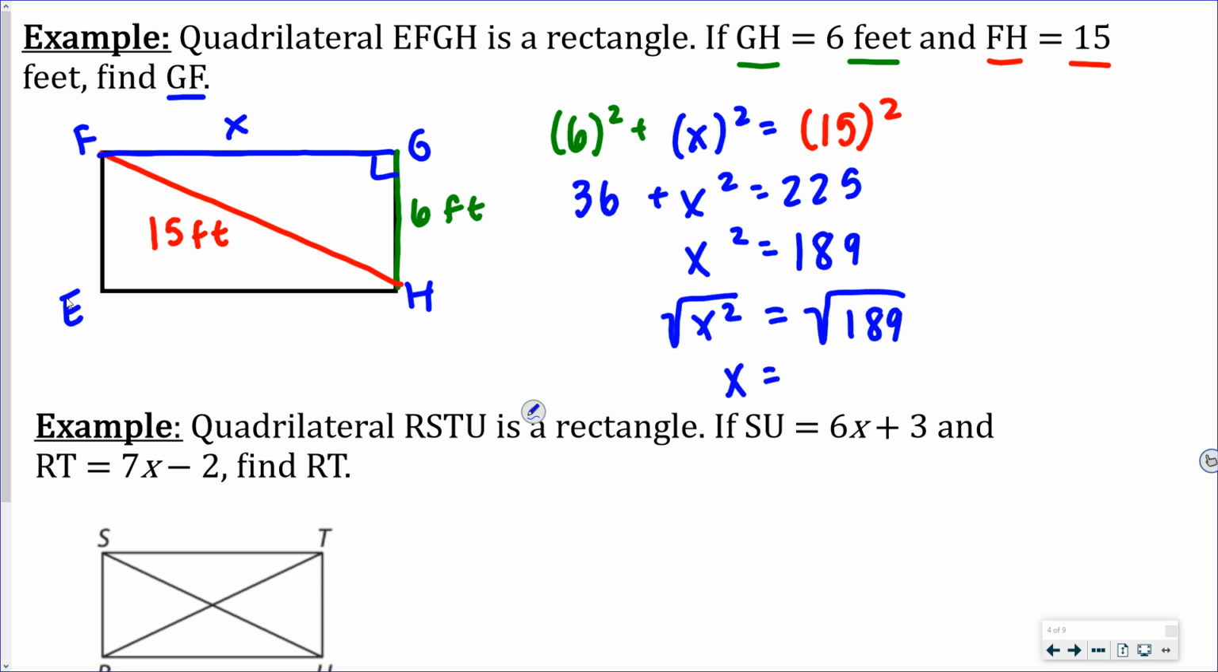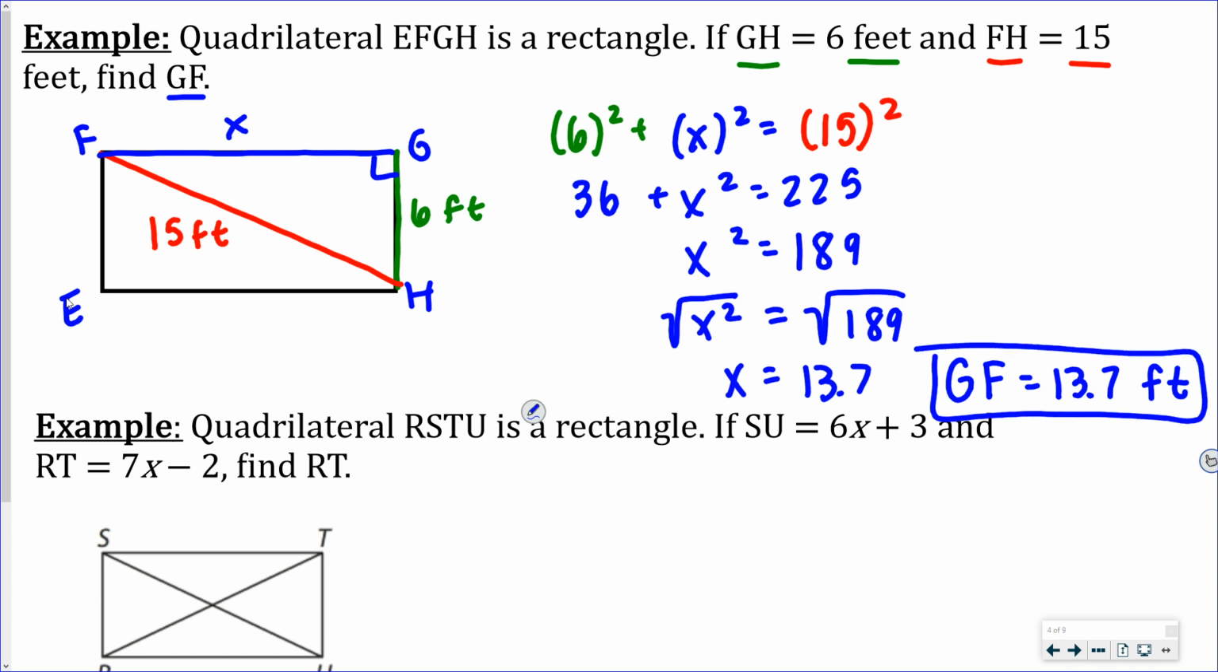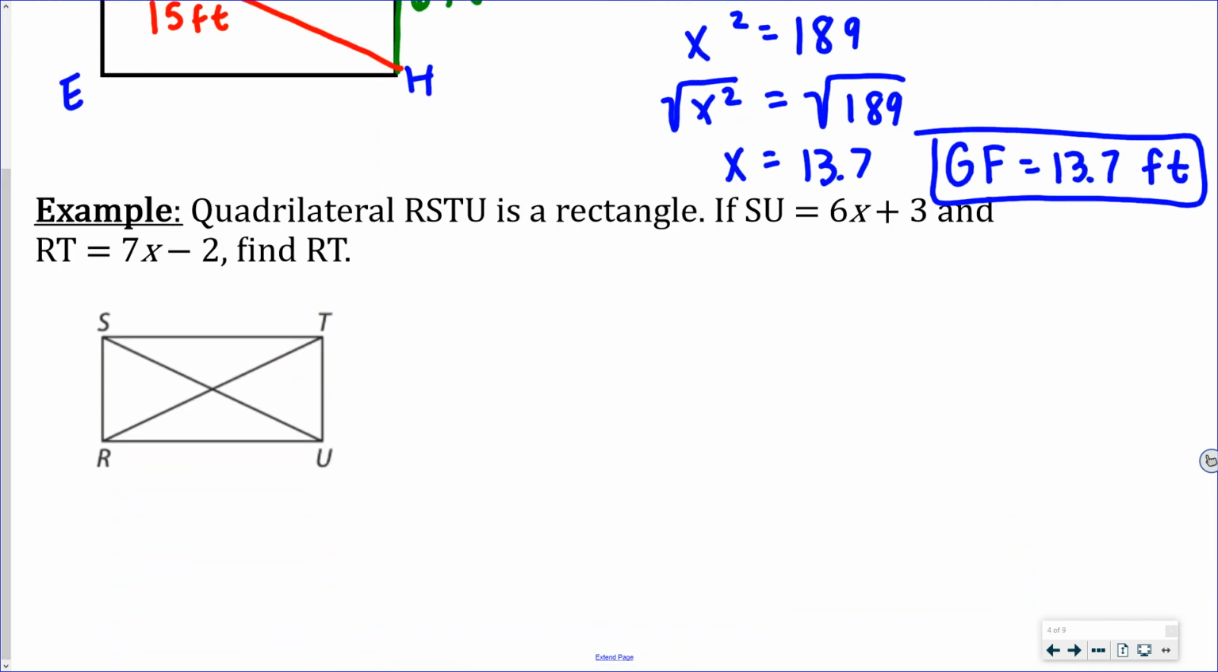That's the wind. Yeah, just howling. I'm going to write this as a decimal. 13.7. So GF is 13.7. My units would be feet. Okay. So you can use Pythag in rectangles because of the right angles. Let's try another one.